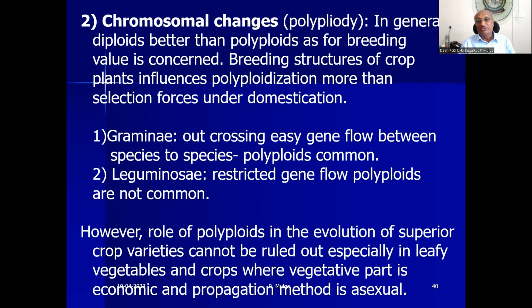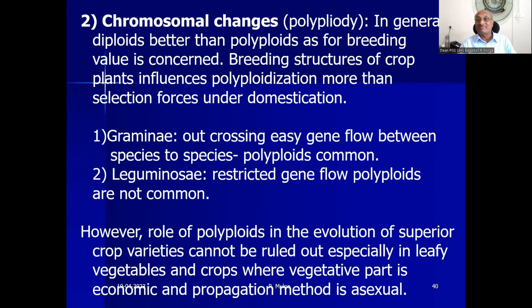However, the role of polyploids in the evolution of superior crop varieties cannot be ruled out, especially in leafy vegetables and crops where the vegetative part is economic and the propagation method is asexual. So you cannot rule out. Of course, the majority of the crop plants, whatever you are getting, they are diploids only. The breeding value of the diploids is far better than asexually propagated ones or other ploidy levels. But there are examples like your okra, an amphidiploid. You have got value, right?